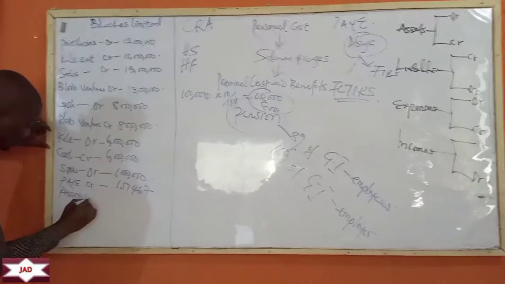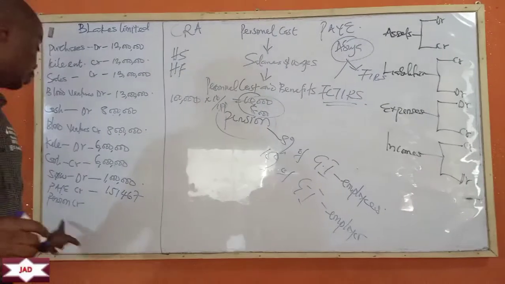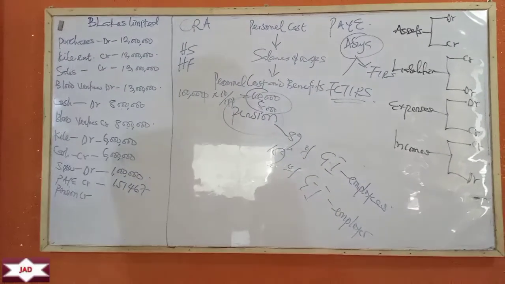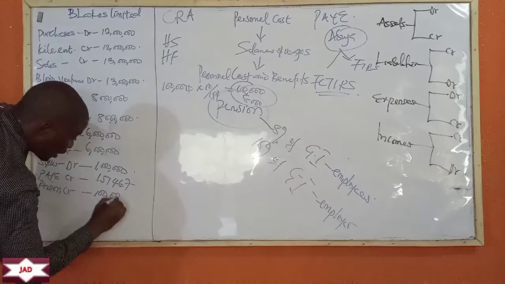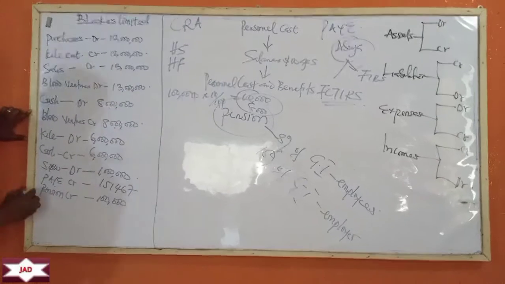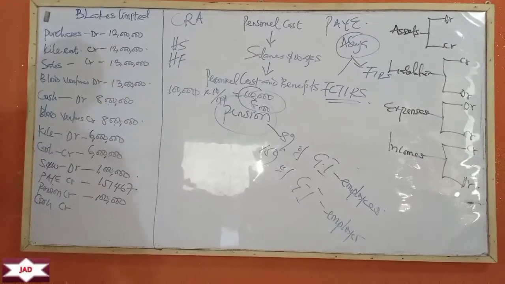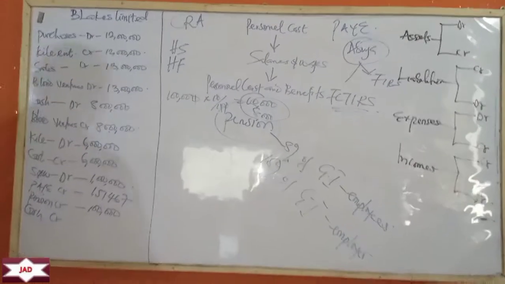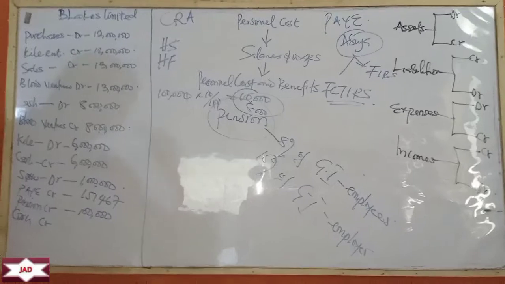Right? Pension. The employer will pay pension, which is 10% of 1 million. That will be what? 100,000 naira. Right? Okay, so now you're going to have cash. How much are you paying for salaries alone now? Do you understand? For salaries alone, how much are you paying?